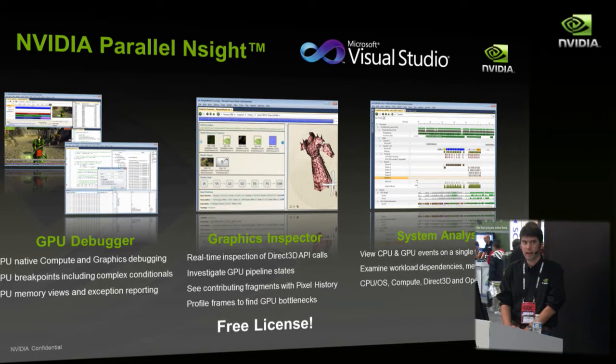And Parallel Nsight has three main portions. The first one, which I actually demoed on Wednesday, is the GPU debugger. This allows you to set breakpoints and run pixel histories within your application. Then the graphics inspector, which is similar to PerfHUD, and then system analysis, which is what we're going to cover today.